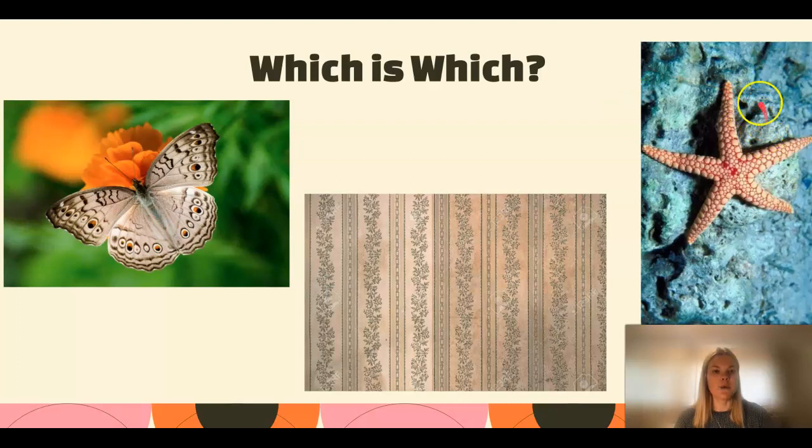Now our last one is an example of rotational symmetry. So this image was actually this way, and I rotated it to make it this way. So we can see that a starfish kind of looks like a fan blade. So if we were to rotate it any other way, it would still be symmetrical.